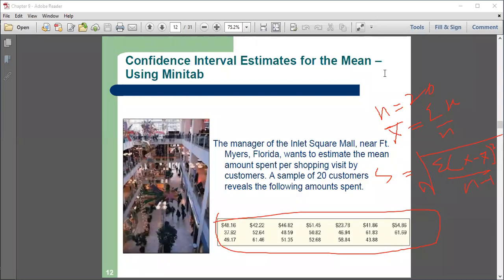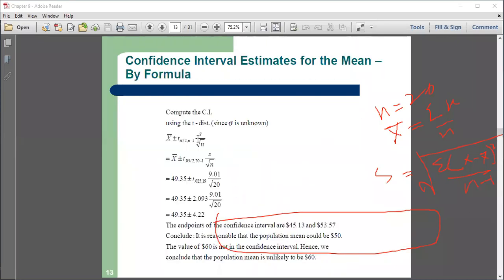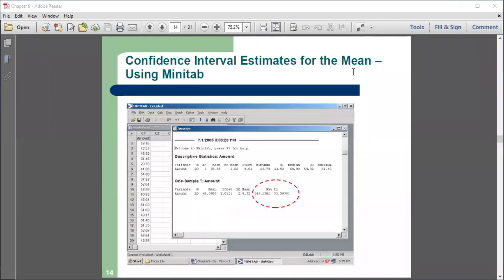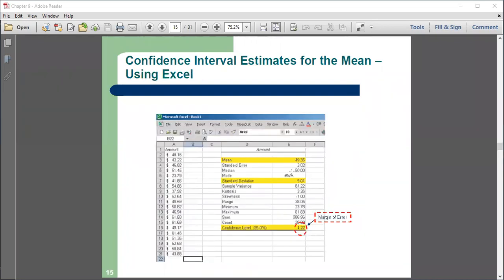And then we can calculate the t-test and find out the interval of the given problem. So let me clear the drawings first and we will see what we are going to have next. Confidence interval estimate using Minitab. This is the Minitab output for this particular problem, and this is the output from Excel.